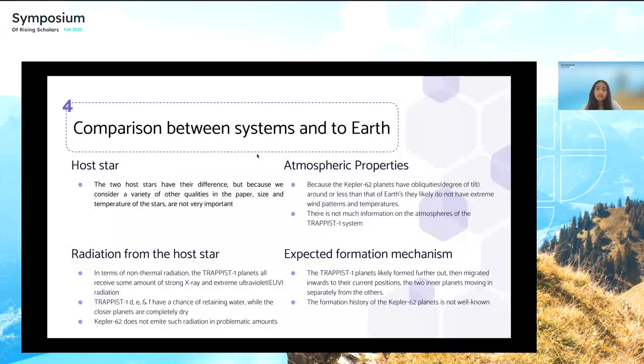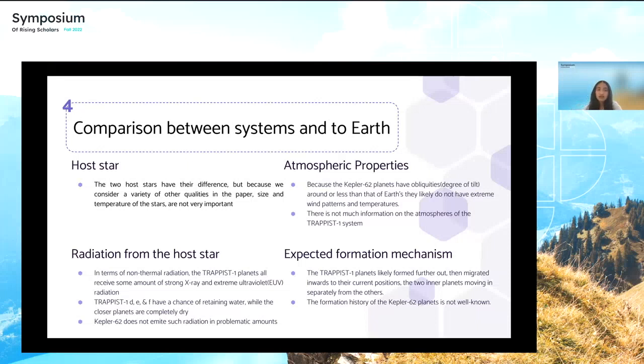So I next compared the systems to Earth and to themselves. In terms of host star, the two host stars have their differences, but because we consider a variety of other qualities in this paper, size and temperature of the stars are not too important. Atmospheric properties. Because the Kepler-62 planets have obliquities, or degrees of tilt, around or less than that of Earth's, they likely do not have extreme wind patterns and temperatures. There was not much information on the atmospheres of the TRAPPIST-1 system.